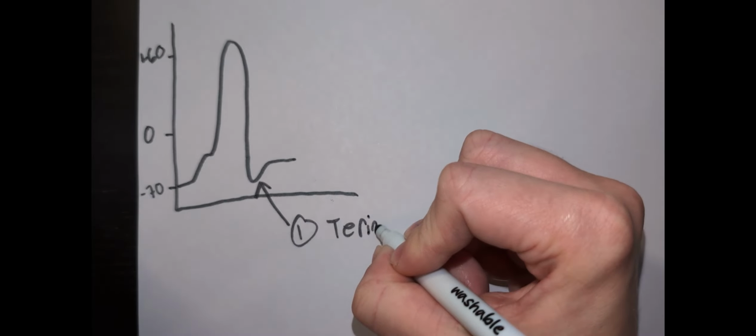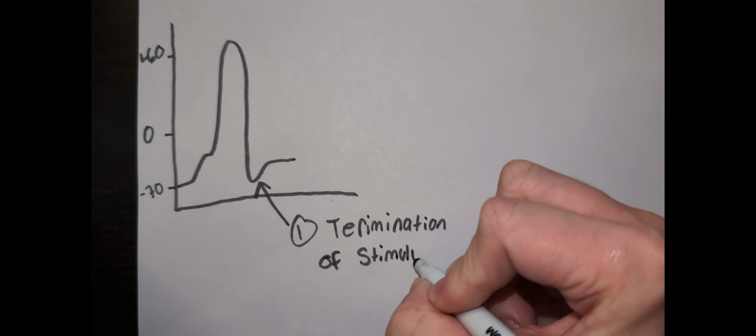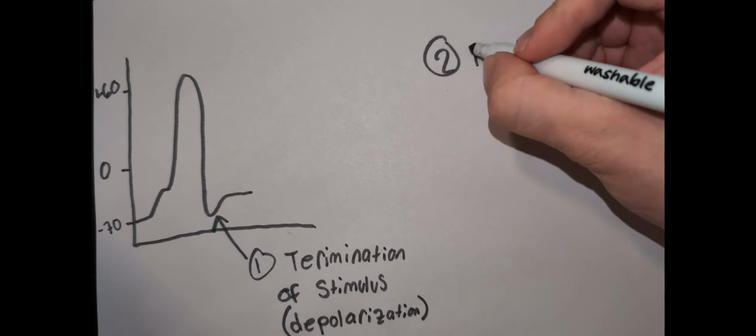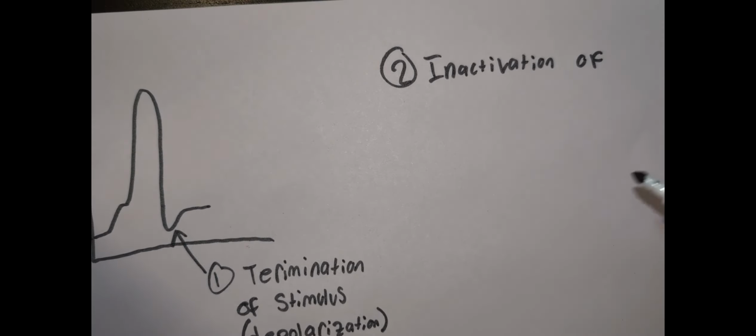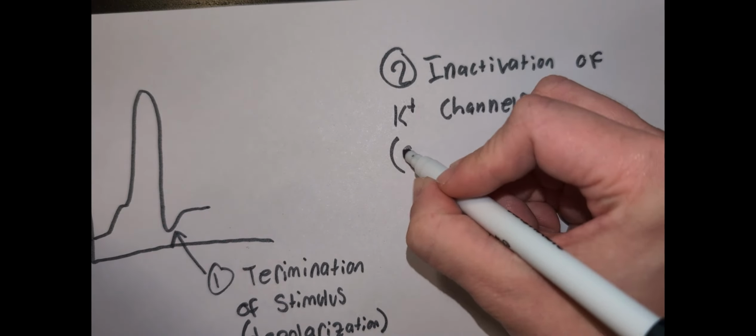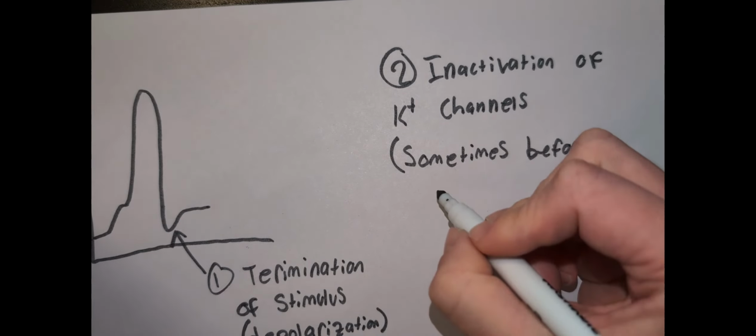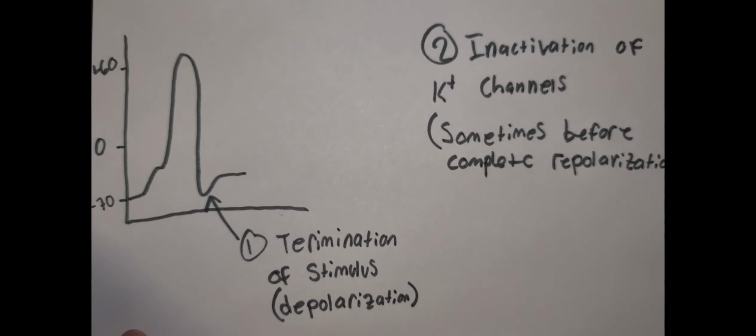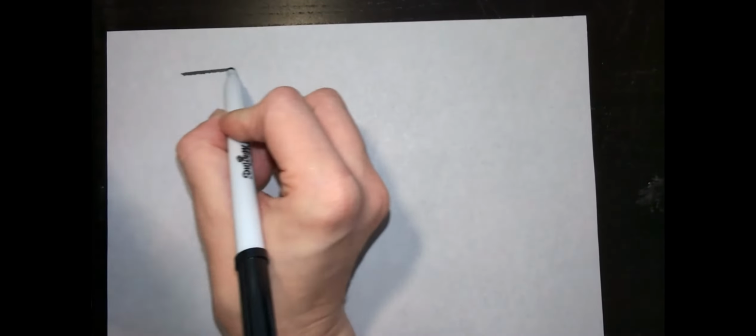Now, if we zoom into the hyperpolarization phase, this is when the termination of the stimulus occurs. So this is when there's that lack of depolarization. We're back at the resting membrane potential. And sometimes there's an inactivation of potassium channels instead of them actually being closed. Sometimes it actually will happen before complete repolarization.